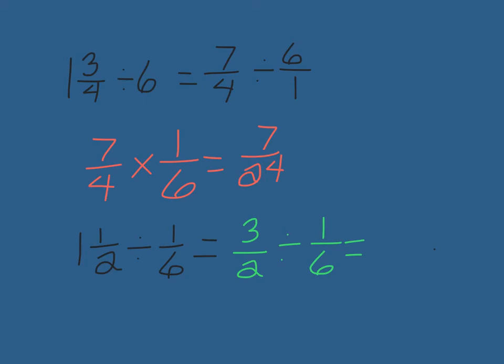Then I have 3/2 times the reciprocal, 6 over 1. I take a look and I can reduce here, 1 and 3. 3 times 3 is 9 over 1, which equals 9.